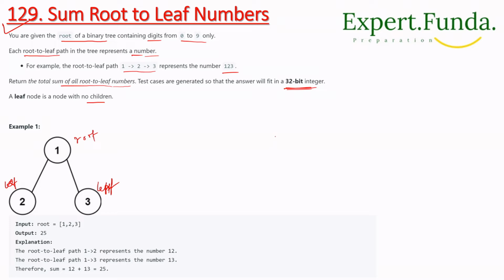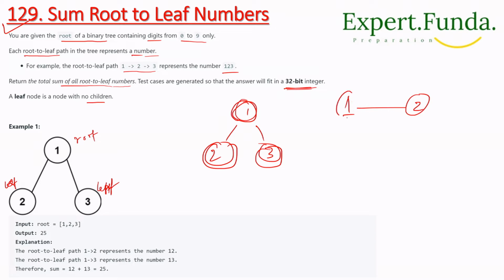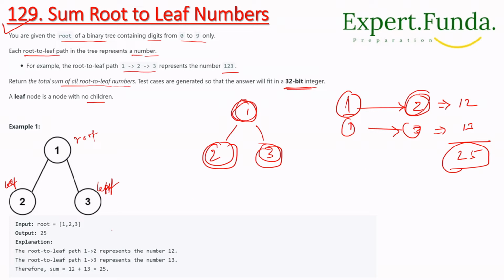First, suppose we are given a tree with 1 as the root, and 2 and 3 as its leaf children. From 1 to 2 there is one path, which represents the number 12. Similarly, from 1 to 3 it becomes 13. The sum of these two is 25, and that is the answer.